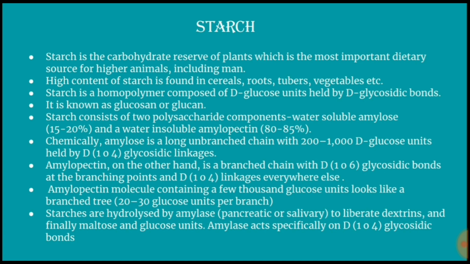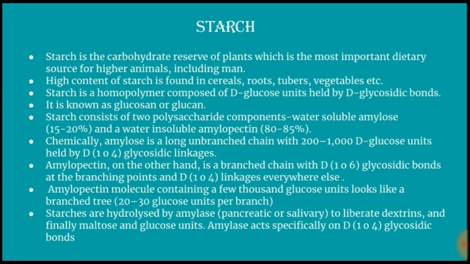with a glycosidic bond. Then starch consists of 2 different types of polysaccharide components: water soluble amylose and water insoluble amylopectin. They might ask the difference between amylose and amylopectin. So please do note, amylose is water soluble, amylopectin is water insoluble, and the percentage is also different: 15 to 20% amylose, and amylopectin is 80 to 85%.